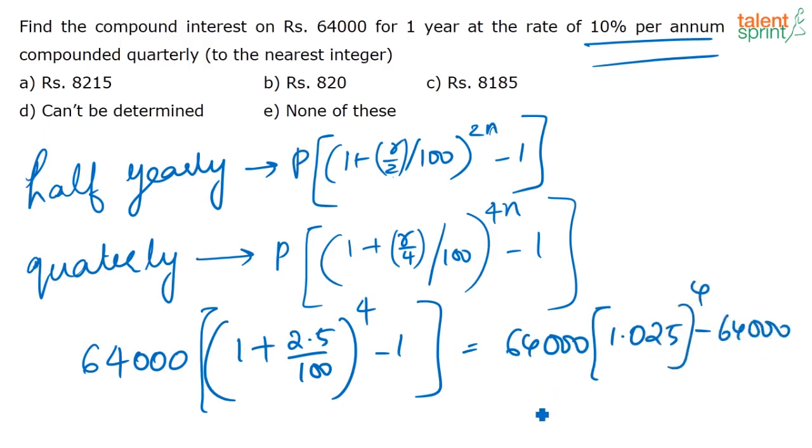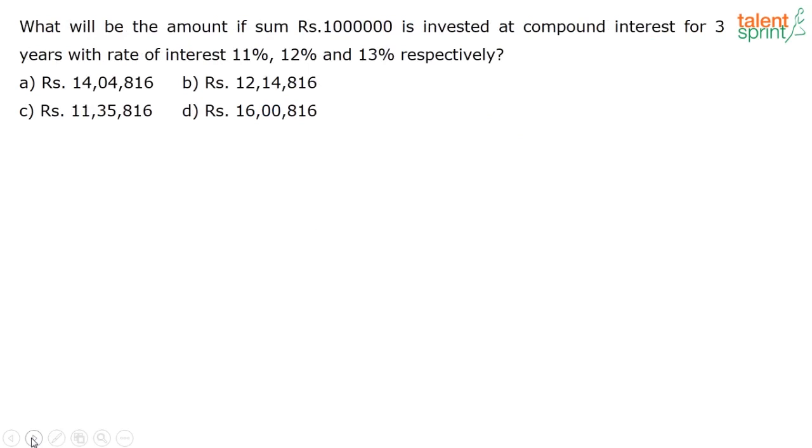So you get it approximately as 6,644. So that is the answer that you get approximately, but that is not in the options. So it's going to be none of these. Yes, the next question is there on your screen.